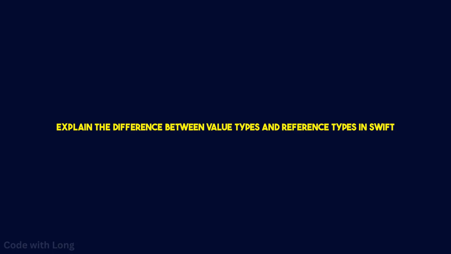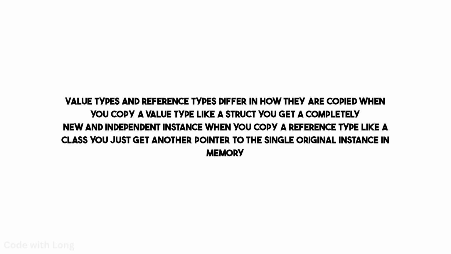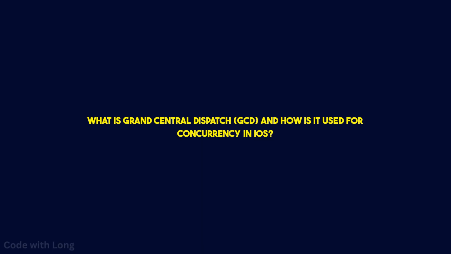Explain the difference between value types and reference types in Swift. Value types and reference types differ in how they are copied. When you copy a value type, like a struct, you get a completely new and independent instance. When you copy a reference type, like a class, you just get another pointer to the single, original instance in memory.